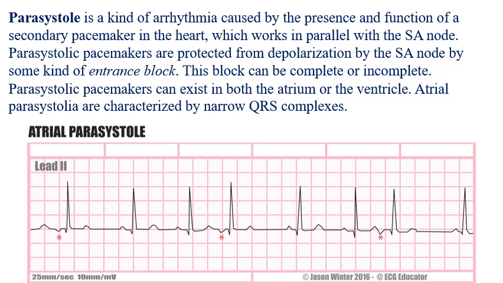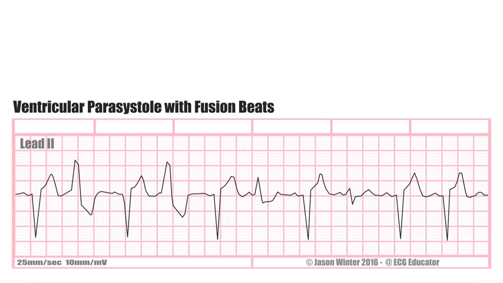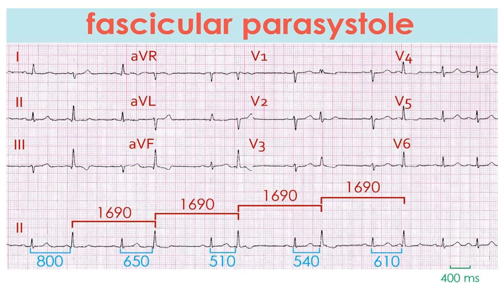This is an example. This appears to be an atrial premature beat, but when you count the interval between the premature beats, you find it fixed and not related to the basic rhythm. Also, ventricular parasystole appears as if it is a ventricular premature beat, but if you count the intervals between the premature beats, they are equal or multiples of equals. Like this, here the premature beats have the same interval, 1690 milliseconds between each premature beat, and it is not related to the basic cycle length.